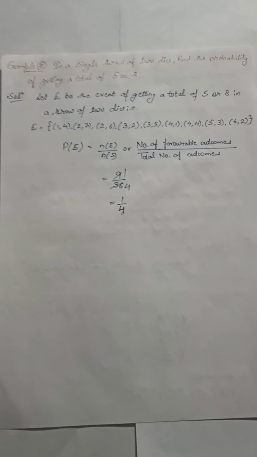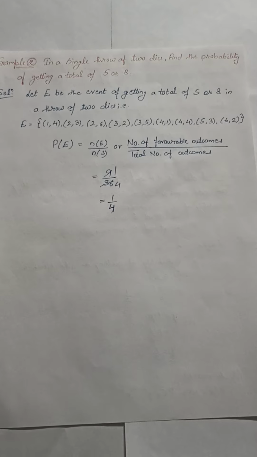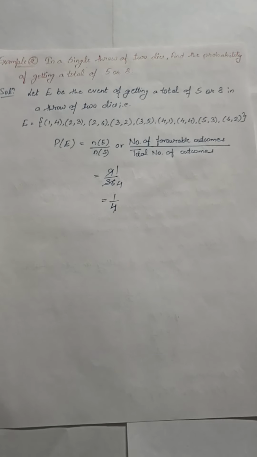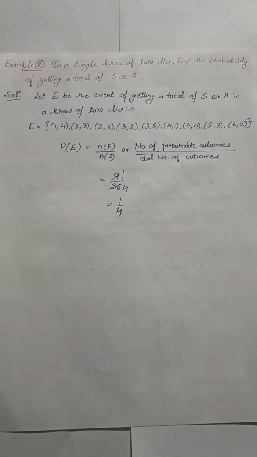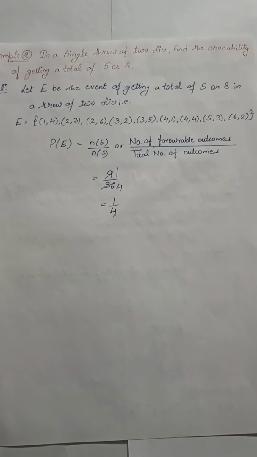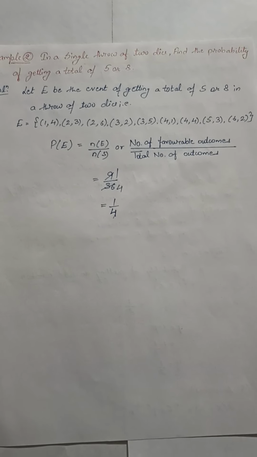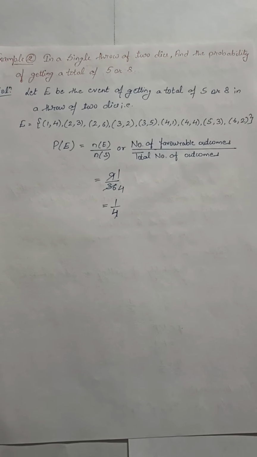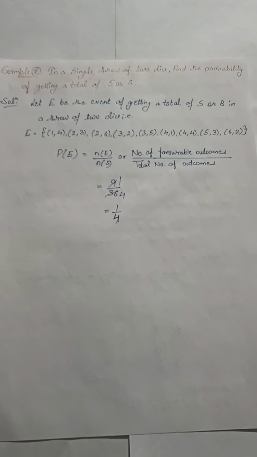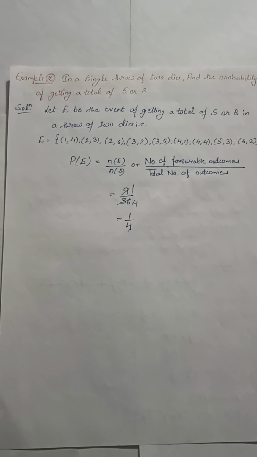Now let's consider another example. In a single throw of 2 dice, find the probability of getting a total of 5 or 8. See, two conditions can be there, whether 2 dice are thrown simultaneously or a single die is thrown 2 times, but the sample space comes out the same for both. So let E be the event of getting a total of 5 or 8 in a throw of 2 dice.